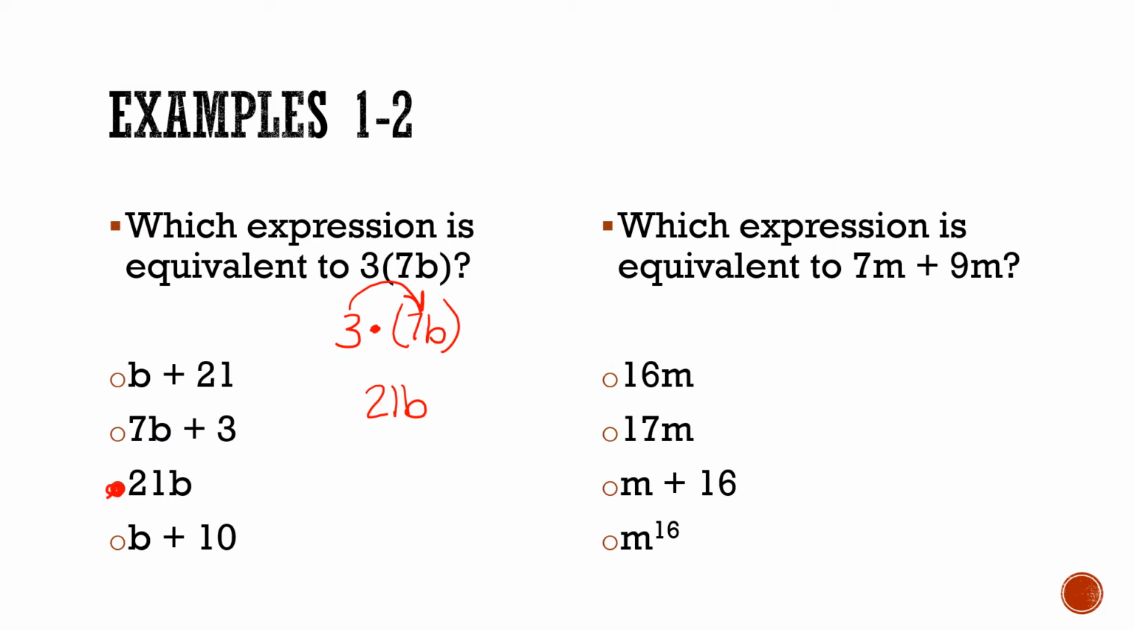In number 2, we have 7m plus 9m. Okay, how can we simplify that? Since they are like terms, meaning they both have the variable m, then that means they can be added together. So 7m plus 9m is 16m. But remember, if they did not both have the same variable, they would have been unlike terms and therefore could not have been added together.